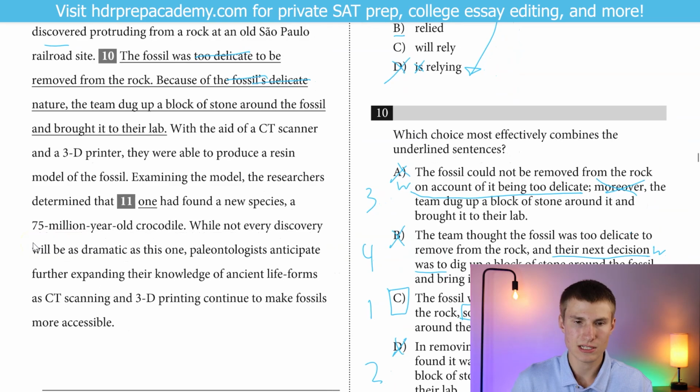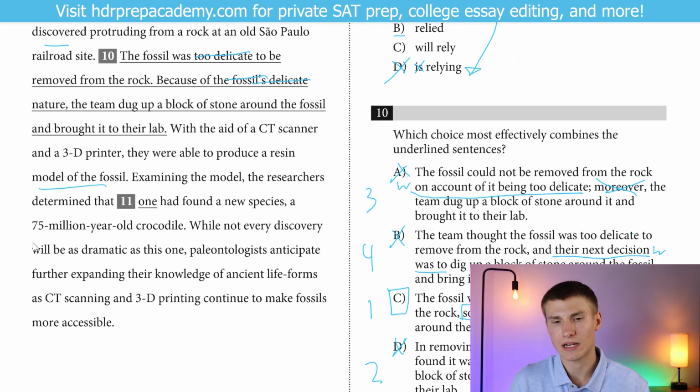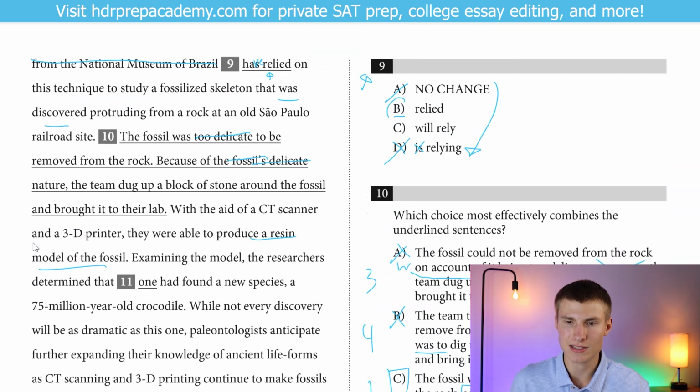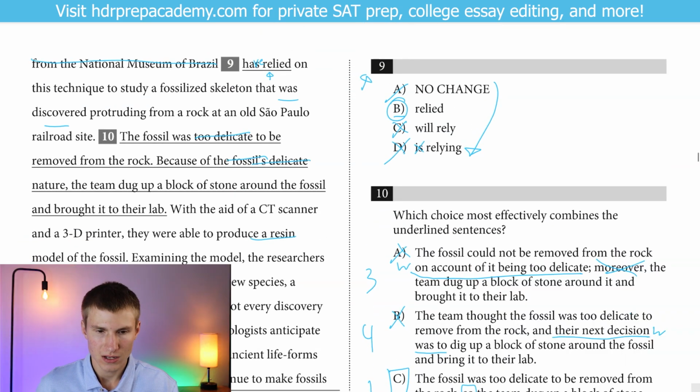So we have, with the aid of a CT scanner and a 3D printer, they were able to produce a resin model of the fossil. Okay, we see that they're able to produce that model. That means it's going to be in the past. That means my answer there's got to be B. All right, let's go ahead and keep reading.